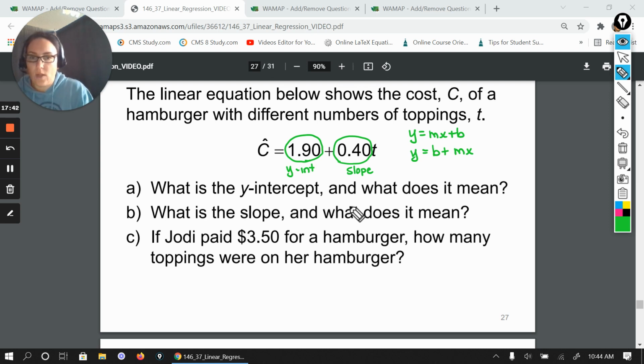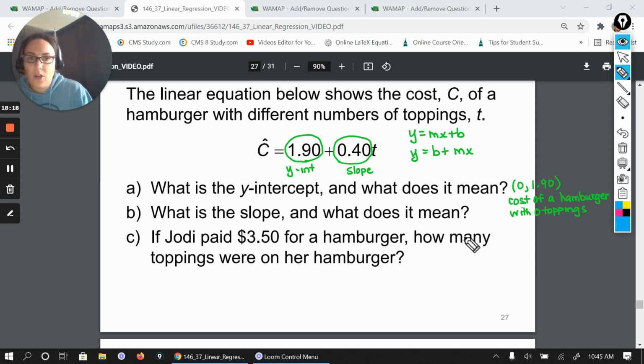So A says, what is the y-intercept and what does it mean? So the y-intercept is an ordered pair on a graph where the x-coordinate is 0 and the y-coordinate is 1.90 here. This means that if I have 0 toppings, my hamburger will cost $1.90. So this is the cost of a hamburger with 0 toppings.